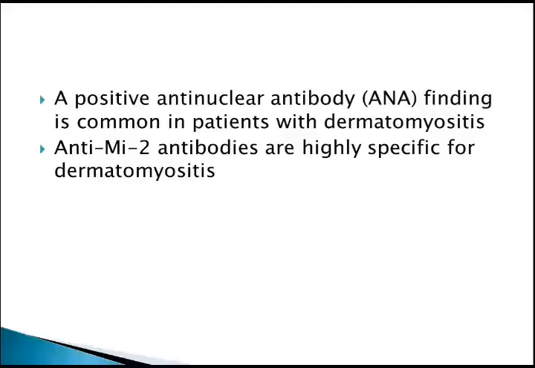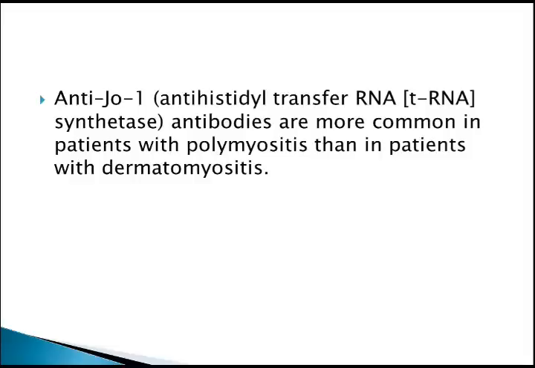A positive antinuclear antibody finding is common in a patient with dermatomyositis. Anti-Mi2 antibodies are highly specific for dermatomyositis. Highly specific is the anti-Mi2. Sometimes in USMLE they will ask you which of the following antibodies are highly specific for dermatomyositis. So think of anti-Mi, Mission Impossible 2. Anti-Jo-1, the same thing you can see in the patient with polymyositis as in dermatomyositis, so more common in polymyositis.